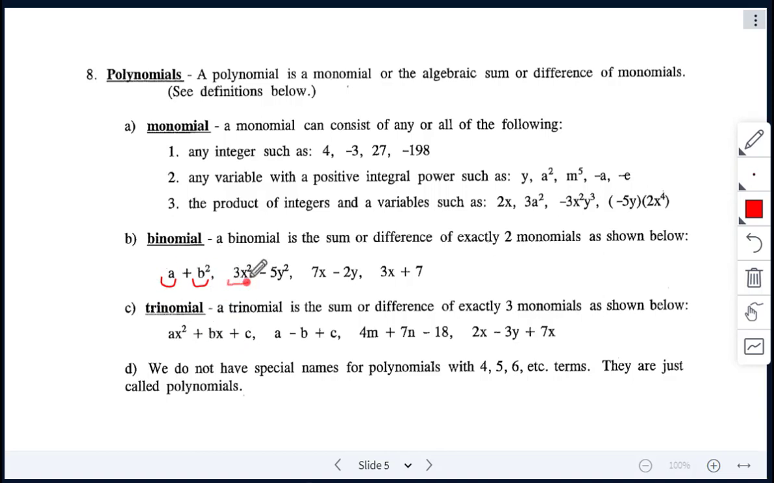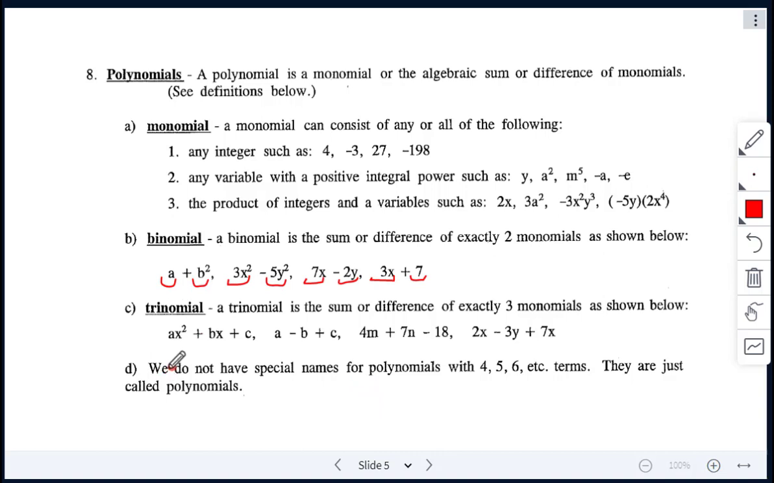3x squared is one term, minus 5 squared, that's its second term. So 3x squared minus 5 squared, that's another binomial. Here we have 7x minus 2y, so again there's two terms, therefore it's a binomial. Last expression, 3x plus 7, again two terms, separated by the addition sign, so therefore a binomial.